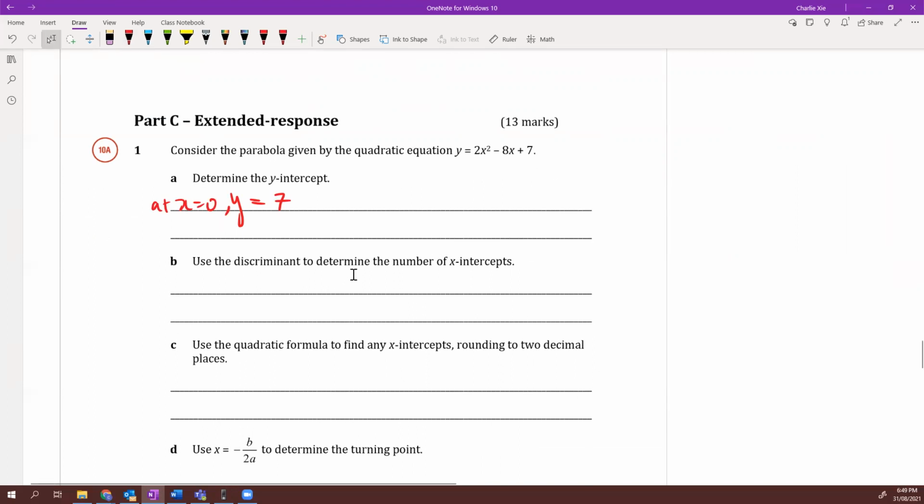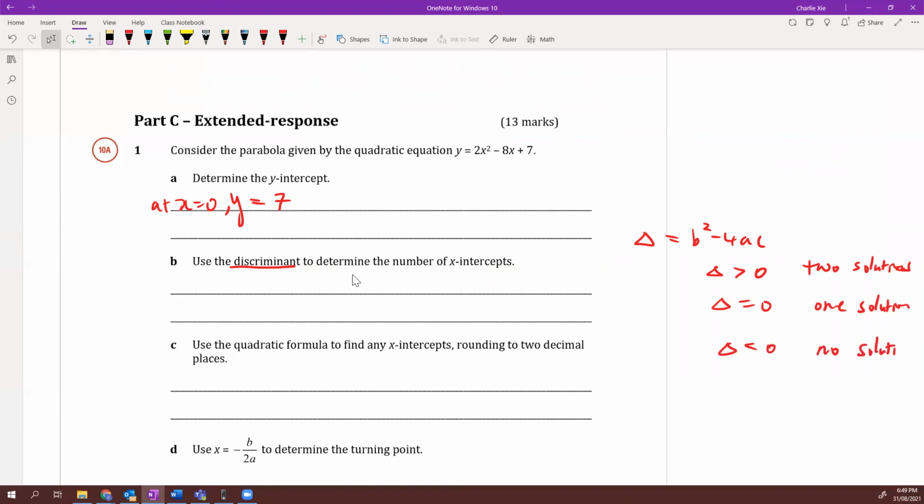Use the discriminant to determine the number of x-intercepts. The discriminant is the Greek letter delta, and that equals b squared minus 4ac. If delta is greater than 0, 2 solutions. Delta equals 0, 1 solution. Delta less than 0, no solution.